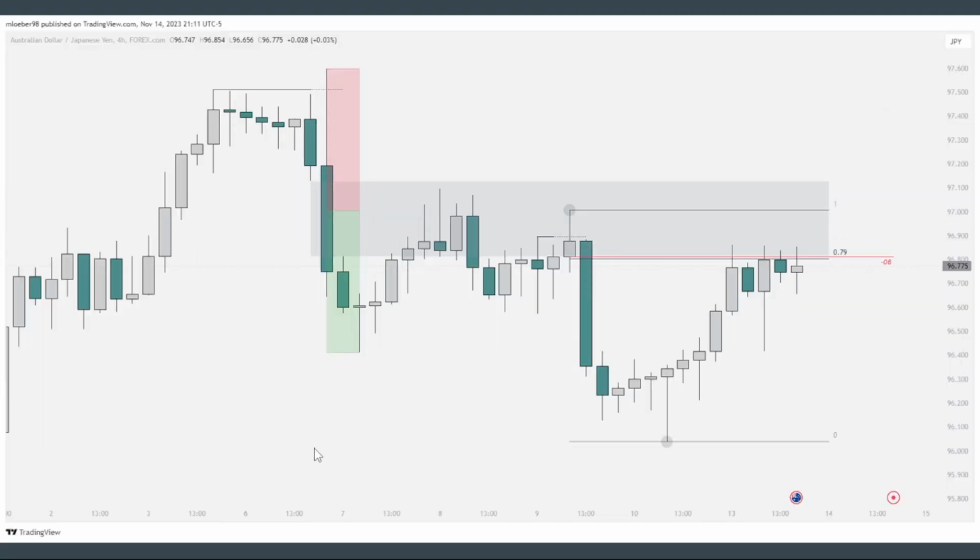AUDJPY will be the pair that we will be using to break down the trade. Starting off, I have a visual of the 4-hour chart on AUDJPY, and to begin, we have a run on buy stops here that broke structure, creating a market structure shift, running this low, as well as taking out the sell side liquidity resting below here. And after we did that, we created a 4-hour dealing range from this swing high to this swing low.